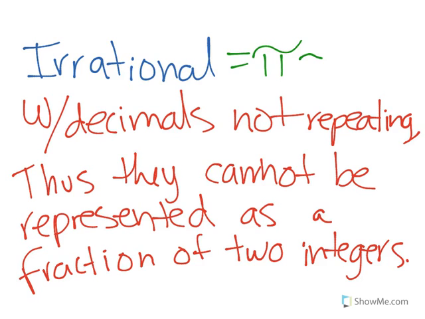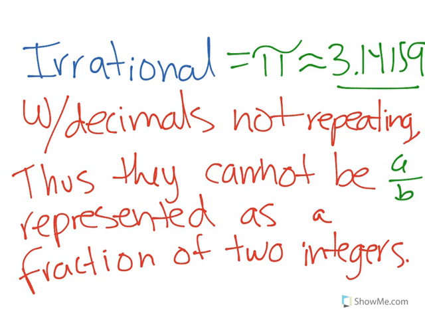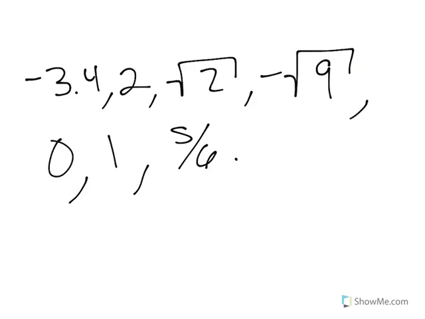Pi, as you might know, is 3.14159, and it continues on and on and on forever with no repetition, no pattern, and so it cannot be represented as a over b. There is no a and no b that can represent pi. So now we had a list right here, and let's see what they are part of. So this is a rational number.